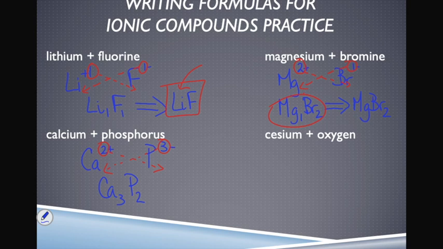Last one, cesium and oxygen. Cesium, found in group 1, so it forms ions with a 1+ charge. Oxygen forms oxide ions, has a 2- charge. Cross and drop. Cs2O.